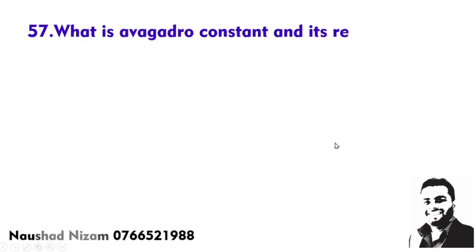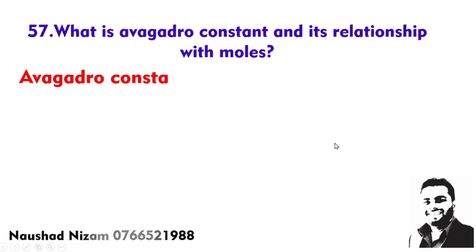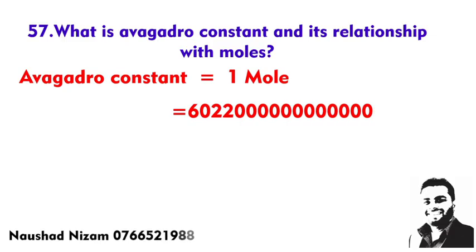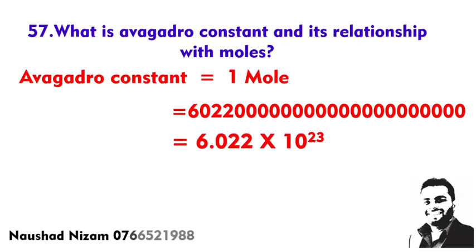Now, what is the Avogadro constant and its relationship with the moles? So you know that the Avogadro constant means 1 mole. 1 mole is what we call the Avogadro constant. What is the number? Huge number. 6022 and 20 zeros. So simply we say 6.022 times 10 to the power 23.